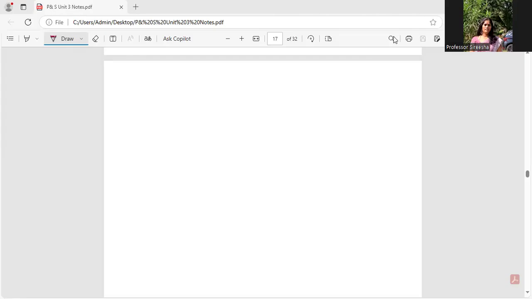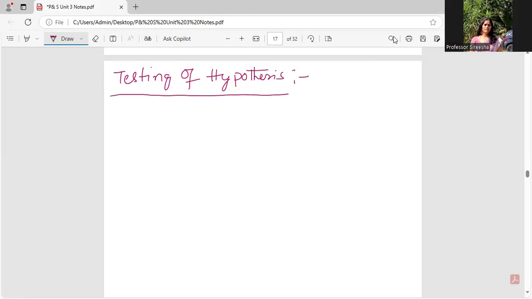Okay, the next topic that we have is testing of hypothesis. As the name itself suggests, there'll be a hypothesis and you'll be testing it. Then how will I do the testing? Is it a laboratory thing that I'll be testing, and is it an experiment kind? No. There'll be mathematical or quantitative measures to test a hypothesis.